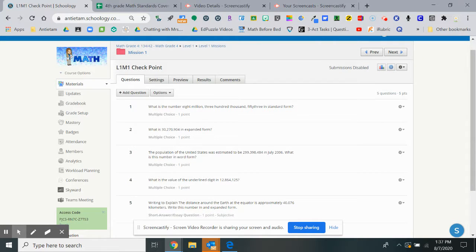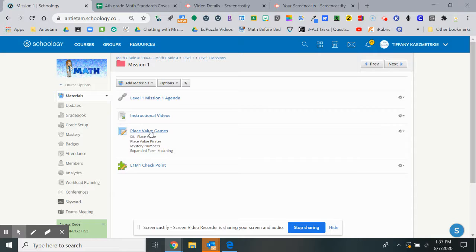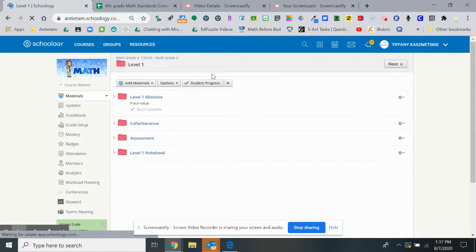If they got so many correct, they could move right on to the games. If they didn't get 4 or 5 correct, they had to watch the instructional videos to keep practicing. So that's everything that they did. And this was pretty much the independent station during hybrid. And then the collaborative station, just spelled wrong.